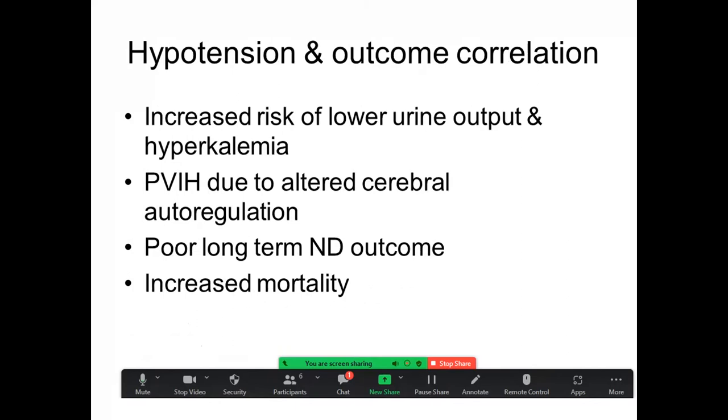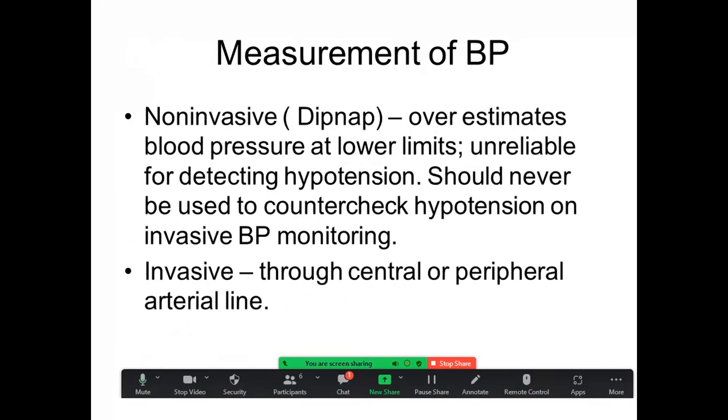Why is hypotension important? It increases the risk of lower urine output and hyperkalemia, which in itself will affect cardiac functioning. It also causes periventricular and intraventricular hemorrhages, poor long-term neurodevelopmental outcome, which is very important, and increased mortality.